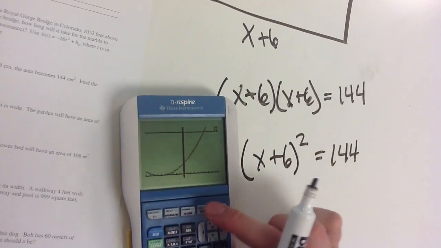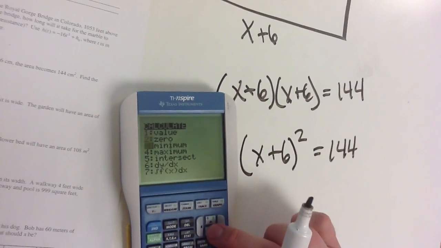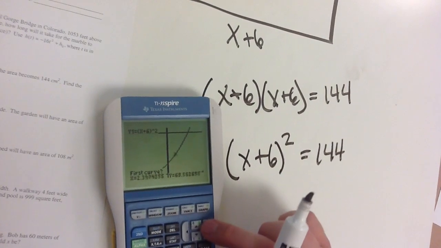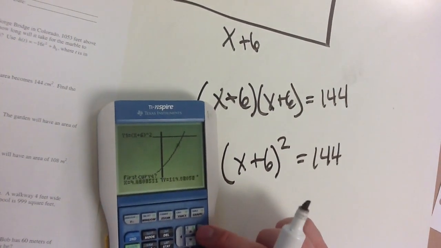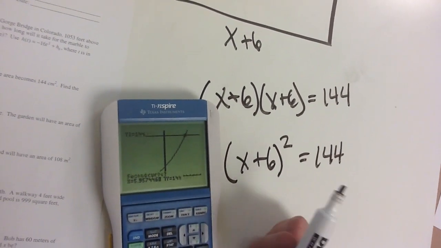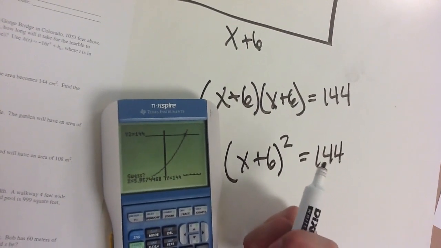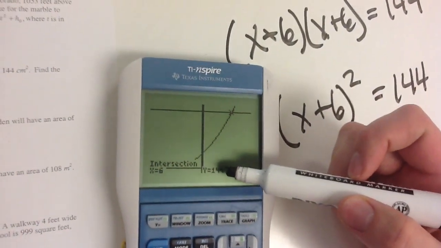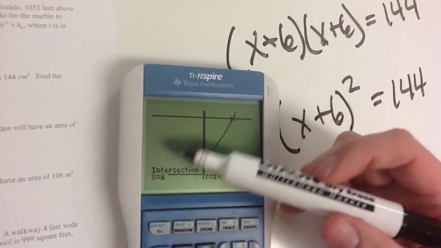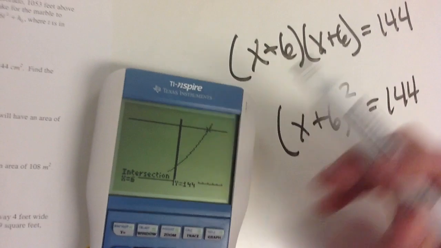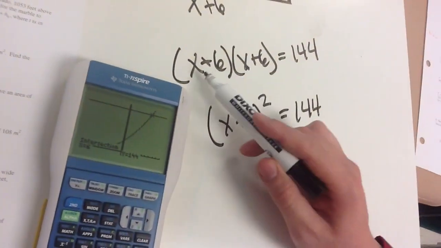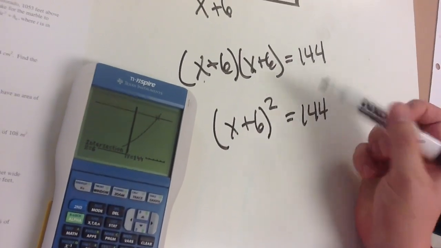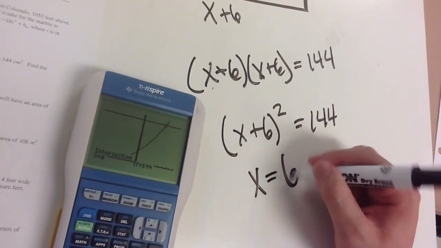So if I go to second, calculate, the trace button, and go down to option number 5, intersect, I can come up here to this intersection point. Hit enter, second curve, enter, guess, and then boom, right there I have x equals 6 and y equals 144. So x is going to end up being 6, which makes sense if you look back at your original problem. 6 plus 6 is 12, 6 plus 6 is 12, 12 times 12 is 144. So our x is going to end up being 6.